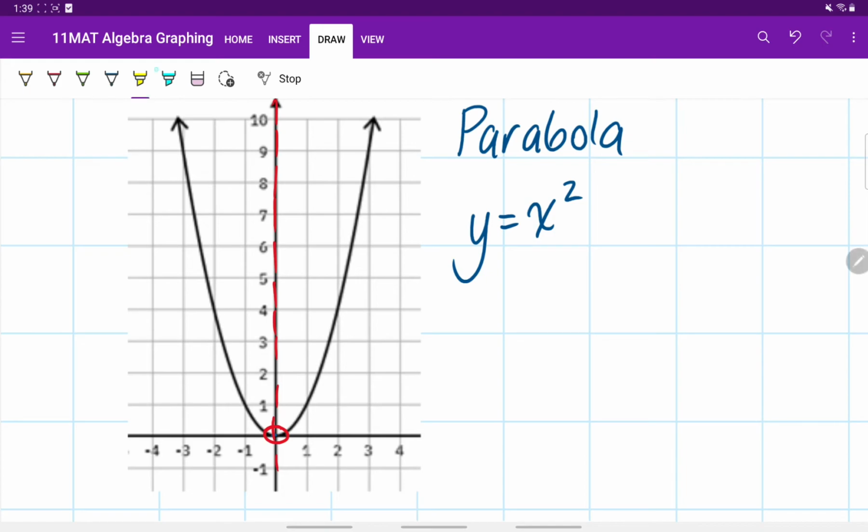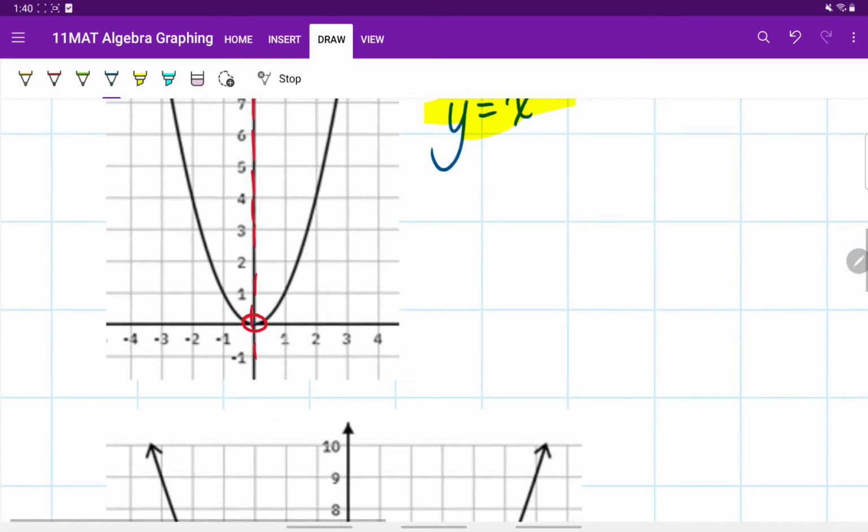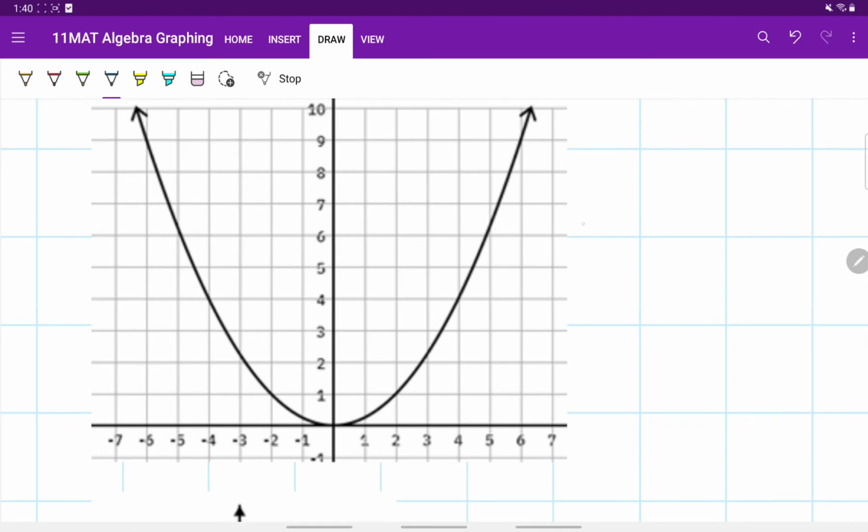Now, we can make changes to the basic graph, okay, so we can add a multiplier to that, and what the multiplier does is it changes either the width of the graph or it can change the orientation. So we'll just look at a couple of examples down here. This one here, y equals a quarter, or 0.25 x squared. What you'll notice is that if you've got a fraction in front of x squared, a fraction less than 1, is that our graph has gotten wider.